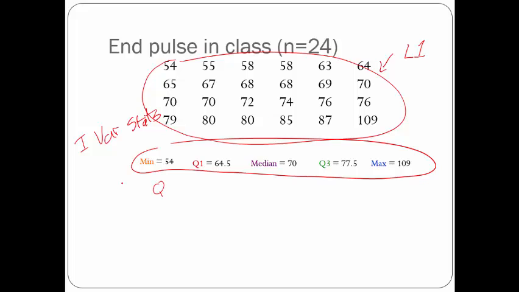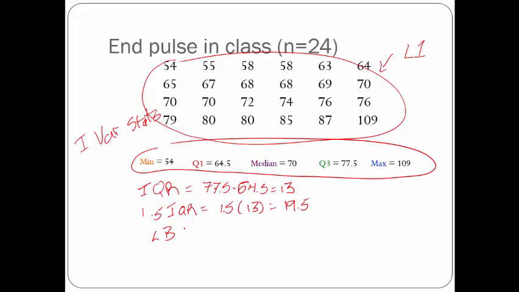So if we do, I can do it right here on the sheet so you can kind of see where it's coming from. So 77.5 minus 64.5 equals 13. And so I'll take 1.5 times IQR, and that equals 1.5 times 13, which for us is 19.5.